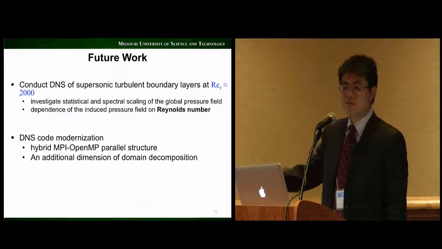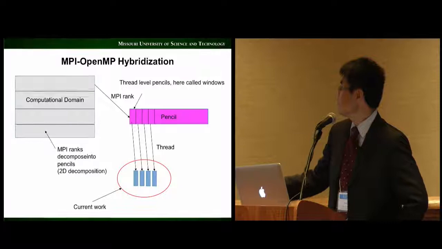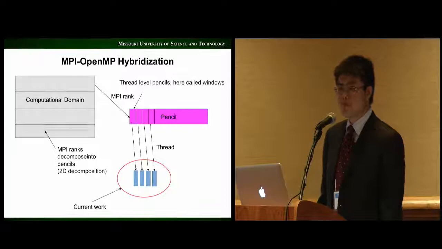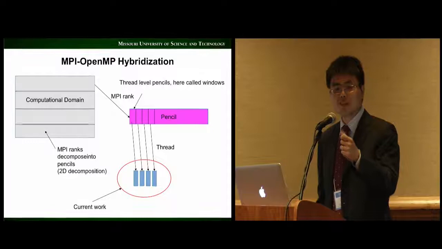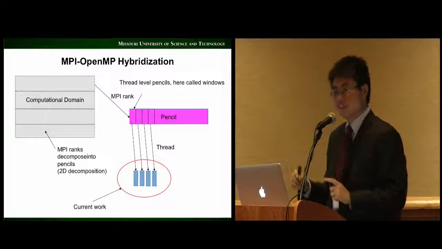This is a sketch that my student Ryan is working on to make the code hybrid. This is a 2D pencil, and each pencil has a long, tall shape. Then we can use different threads in the third dimension to further speed up the code.